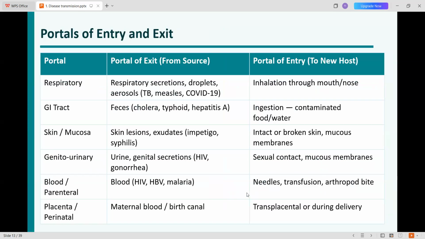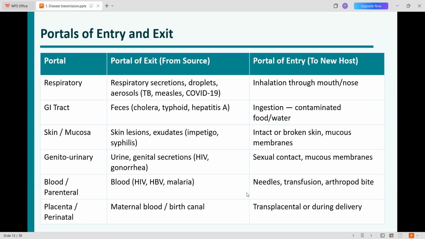So next is the portal of entry and exit. The portal of exit is the source of infection, and the portal of entry is to the new host. In the respiratory tract, the portal of exit is respiratory secretions, droplets, and aerosols, for example in TB, measles, and COVID-19. The portal of entry to the new host is through inhalation through the mouth and nose.